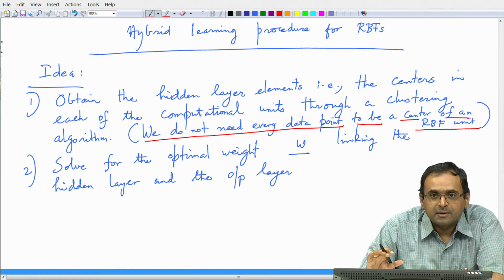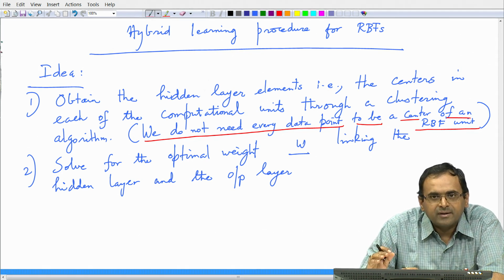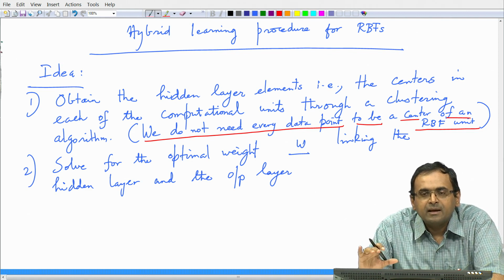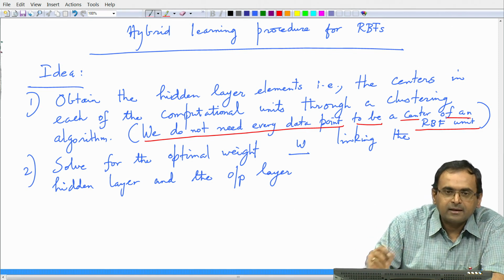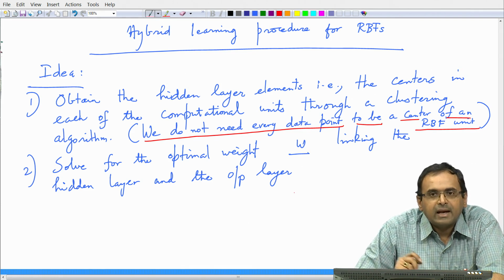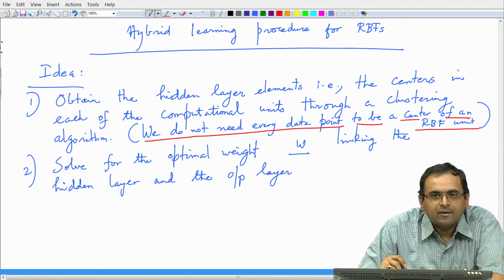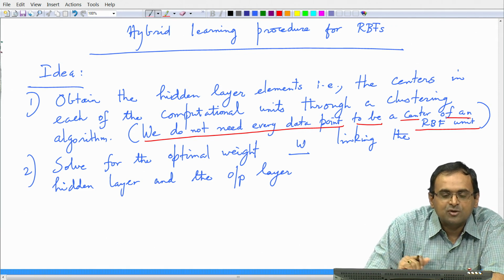That is a key distinction, because otherwise I would increase the computational complexity, because I will have a lot of hidden units. I can reduce this complexity by using clustering, where I can choose k clusters that represent in some way these n data points under some distortion measure. And then the next step would be to solve for the optimal weight W, linking the hidden layer and the output layer. So, the only unknown are these weights W that we have to solve given the set of data points, and the k clusters which have to be chosen appropriately.